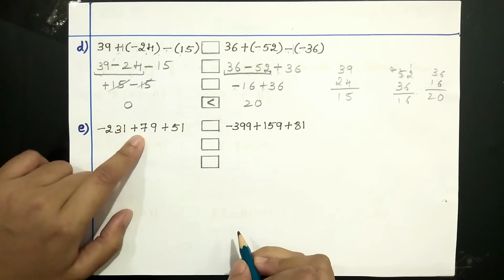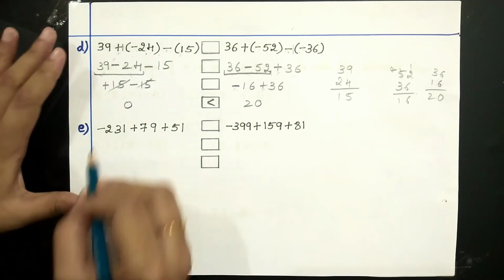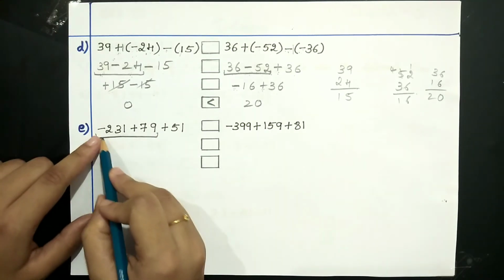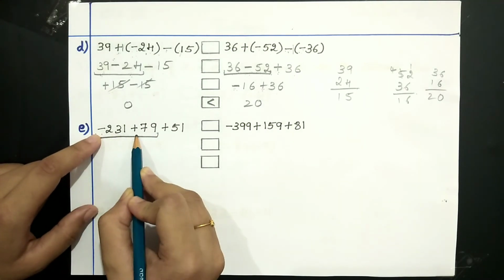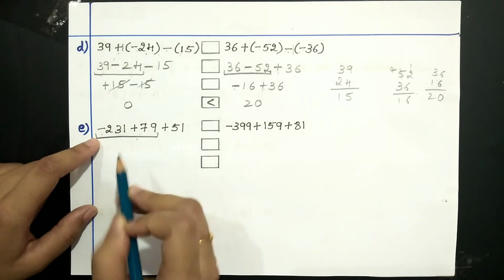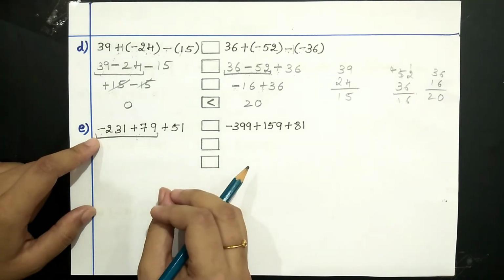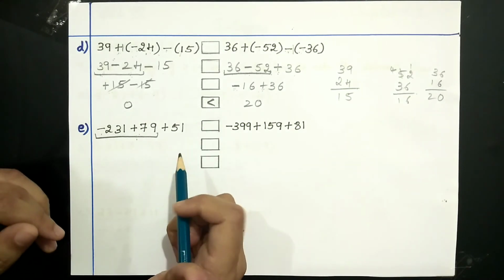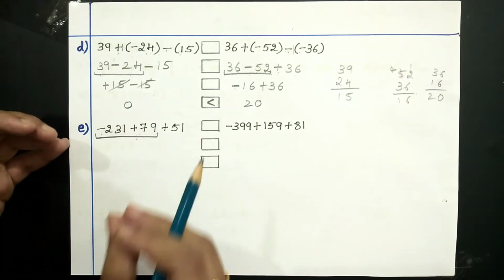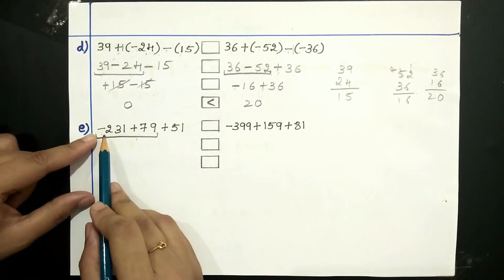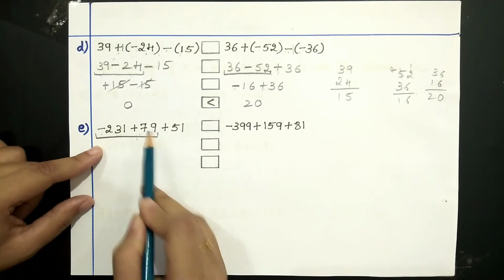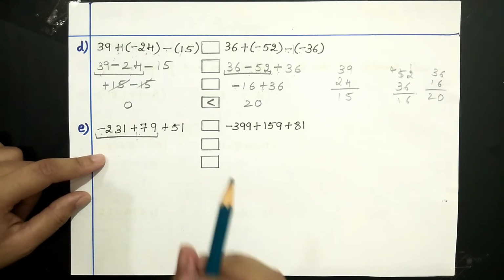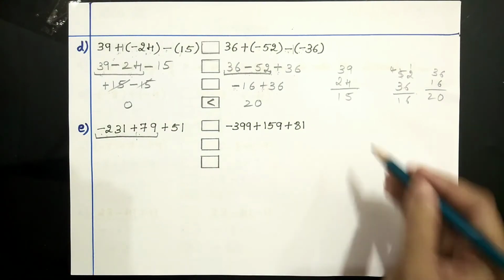Minus 231 plus 79 plus 51. Now let us take this one by one. First two numbers. Now one sign is minus, one sign is plus. Since the signs are different, you should not use the rules of multiplication here. Why? Because there is no bracket given here, right? So you should use the rules of addition and subtraction. Minus 231 plus 79. Since the signs are different, for the answer you have to do subtraction. Okay, subtract this.